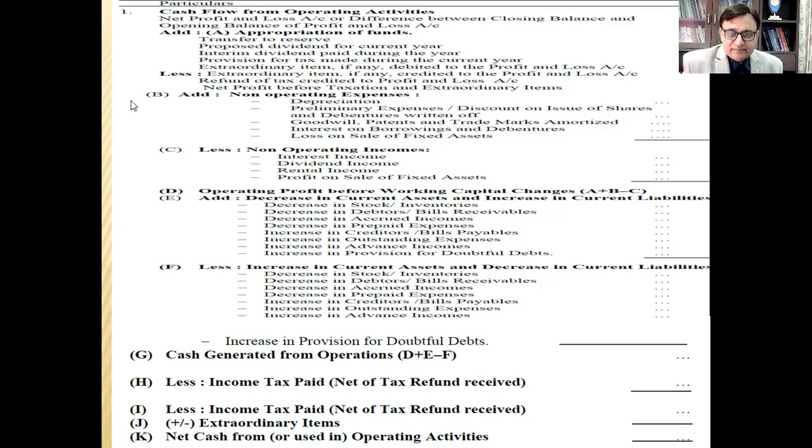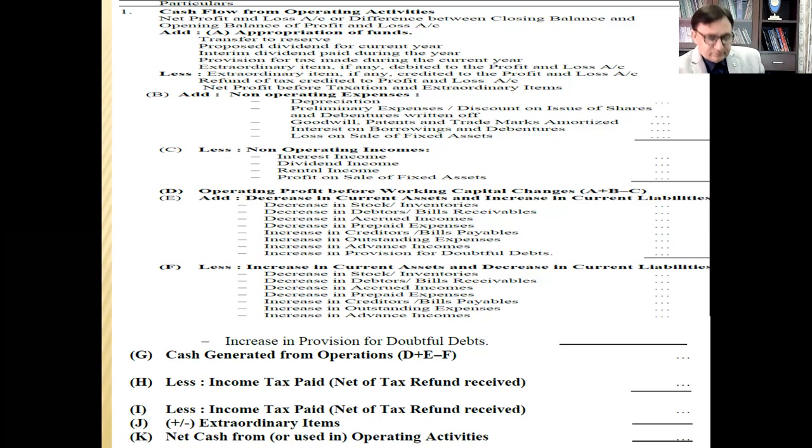Similarly, interest on borrowed capital and debentures will again be added back to the profit and loss. Loss on sale of fixed assets is not an operating expense or operating loss, so it will be added back. Now, the third is section C, which is non-operating income credited to the profit and loss account. All non-operating incomes credited to the profit and loss account will be deducted because these are not operating income. Interest income may be there, dividend income, rental income, and profit on sale of fixed assets may be there. In this way, we deduct these incomes from the net profit shown in the income statement.